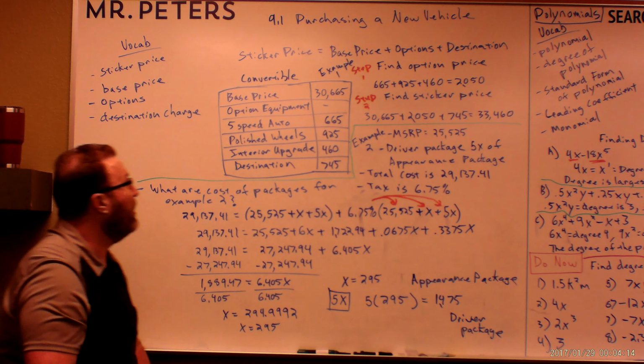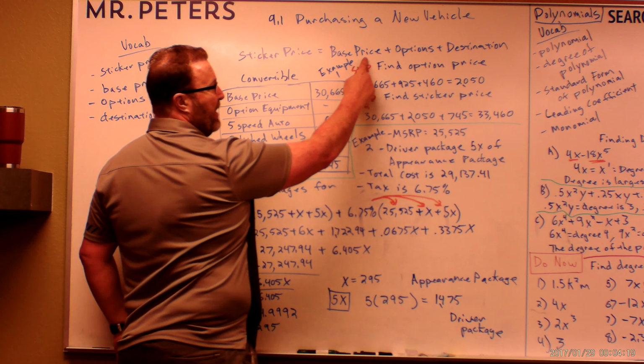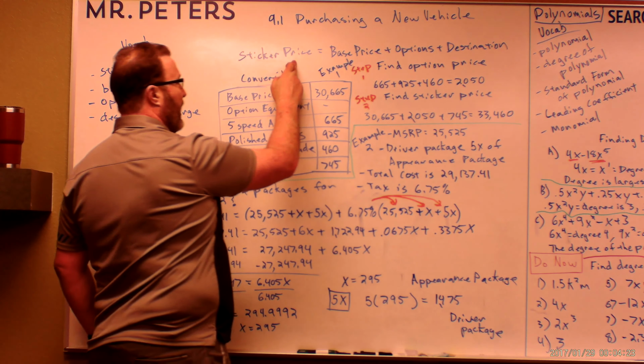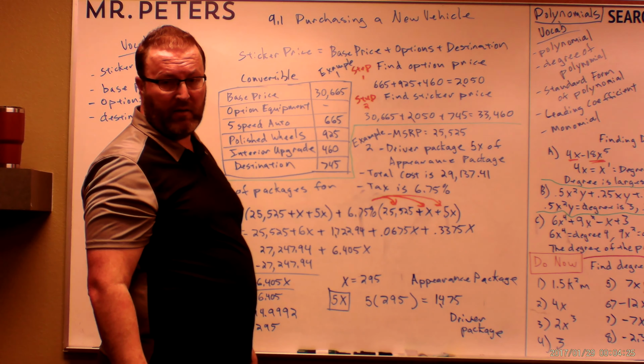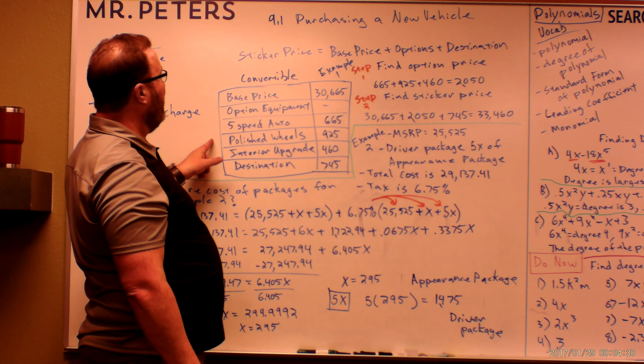That's the shipping from the manufacturer to the dealership. Okay, so here's our formula. Figuring out sticker price, we take the base price plus the options plus the destination, and that gives us what our sticker price is. Okay? So pretty straightforward. A lot of these questions are dealing with tables, like this one.